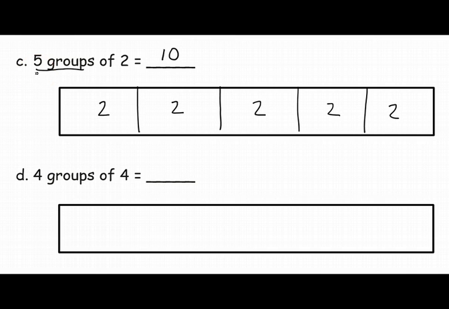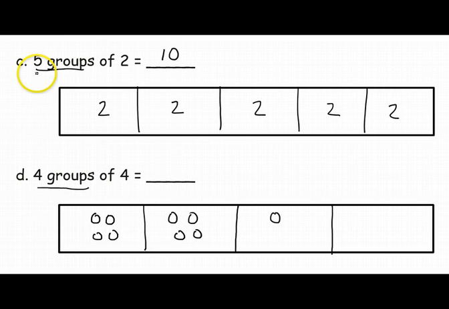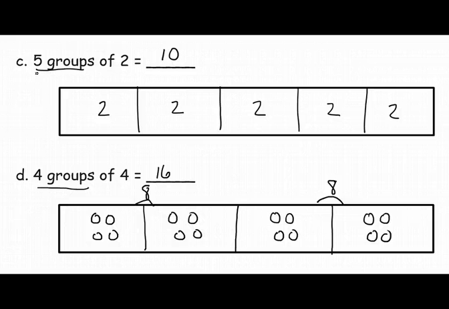And in my last problem, I need to draw 4 groups, and we'll have 4 in each group. So I'll start by dividing the tape into 4 sections. This time I'll draw pictures. So I have 4 in each section. To find my sum, I'm going to group my sections. So 2 sections would be 2 groups of 4, that's 8. The last 2 sections would be 2 more groups of 4 for another 8. 8 plus 8 is 16. That means 4 groups of 4 is equal to 16.